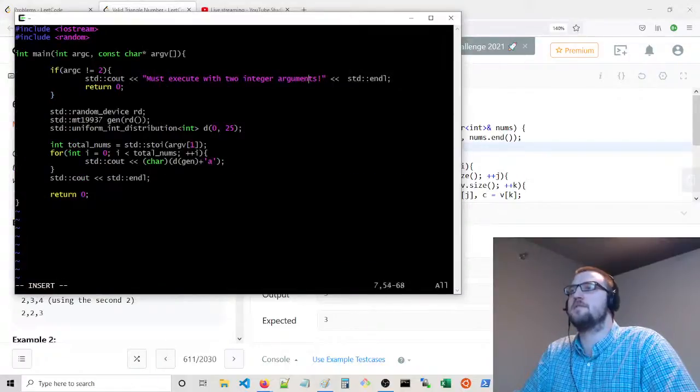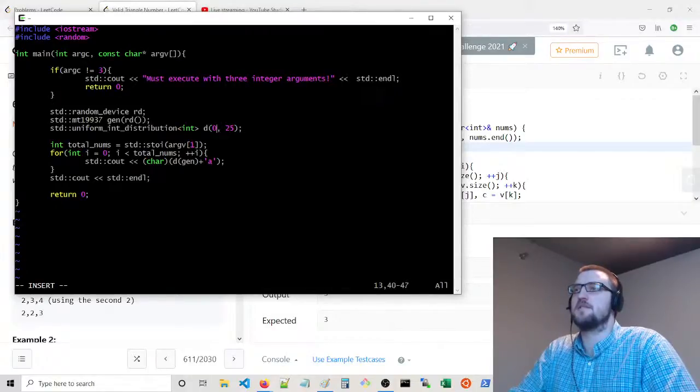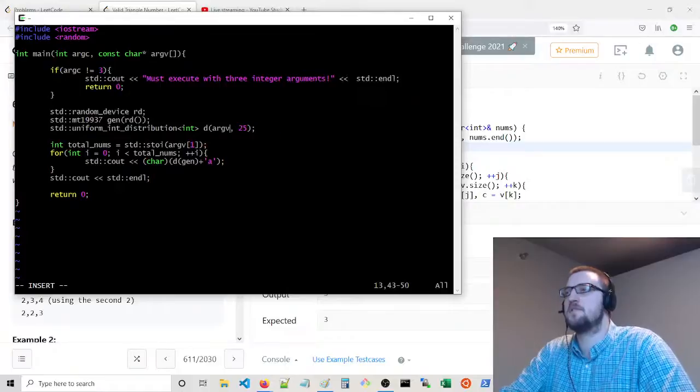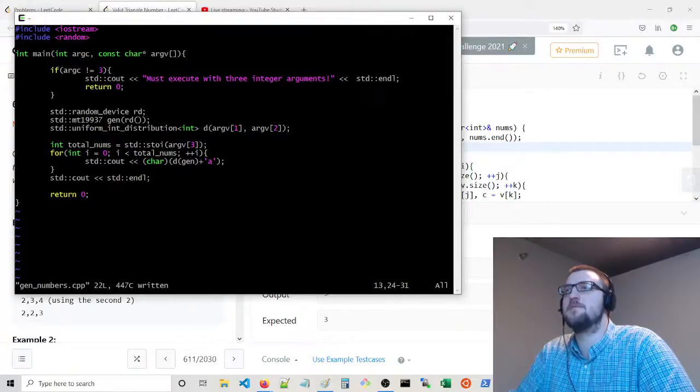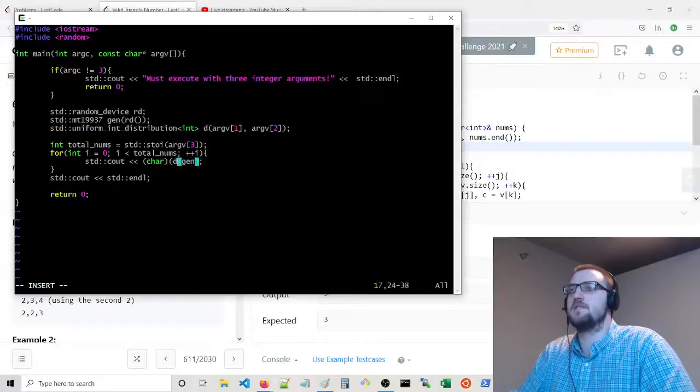Now we want three arguments actually. It's going to be argv1 to argv2 and then argv3. We're going to generate random numbers, and these are characters, but we actually want numbers now. So just say dgen, and we also want to format this in such a way that it looks like the output.